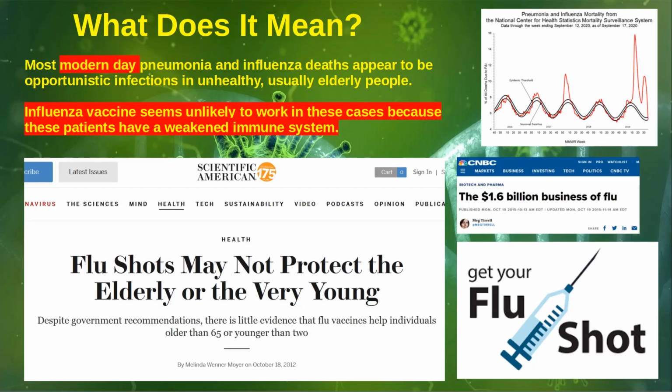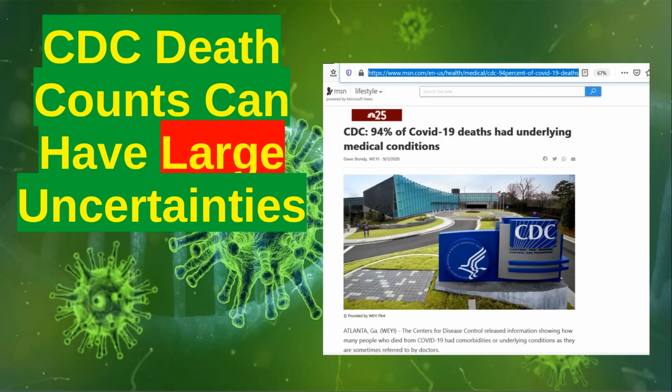Now, there's considerable research that the influenza vaccine is not very effective for anyone, and in particular, it may not help the elderly or very young, people whose immune system is weak or weakening due to age or other problems. What does this mean for COVID and the election?